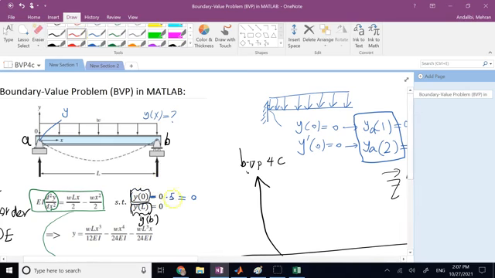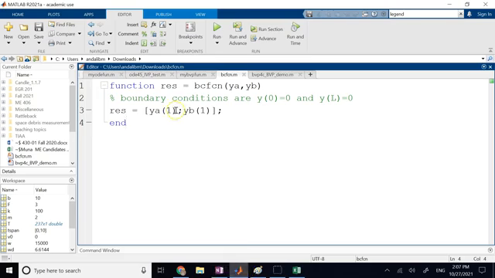It is going to be what? It is going to be y of a number 1 minus 0.5. That is equal to 0. So here you subtracted a 0.5. Right? That is equal to 0. So hopefully this is clear what it is doing.